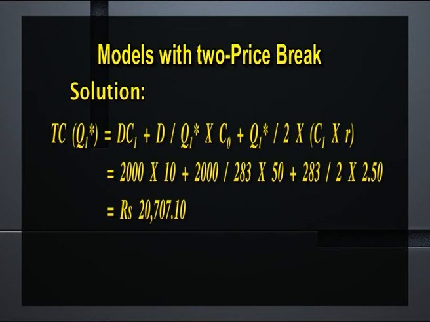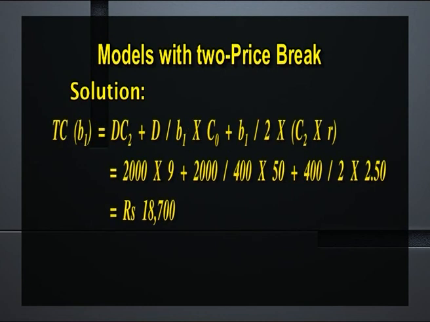TC Q1 star is equal to DC1 plus D by Q1 star into C naught plus Q1 star by 2 into C into R is equal to 2000 into 10 plus 2000 by 283 into 50 plus 283 by 2 into 2.50 is equal to rupees 20,707.10. TC B1 is equal to DC2 plus D by B1 into C naught plus B1 by 2 into C2 into R is equal to 2000 into 9 plus 2000 by 400 into 50 plus 400 by 2 into 2.50 is equal to rupees 18,700.